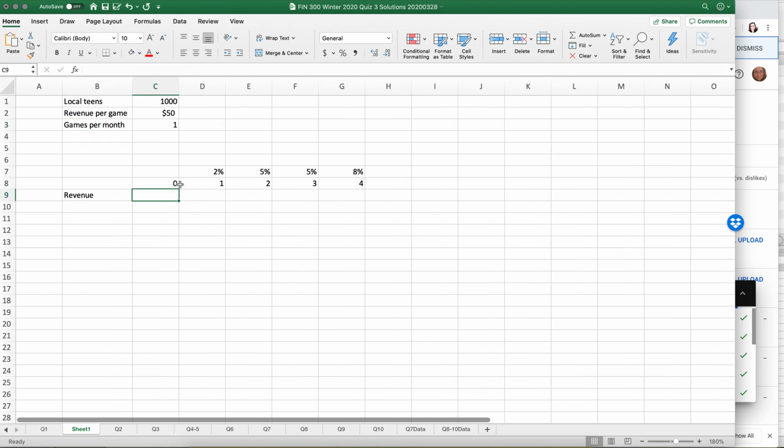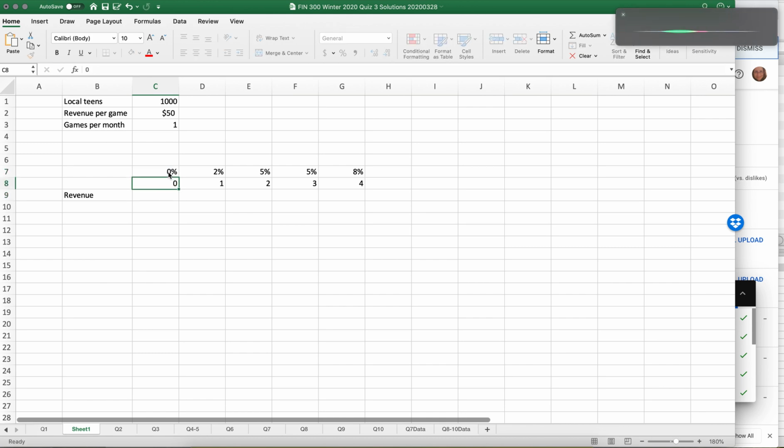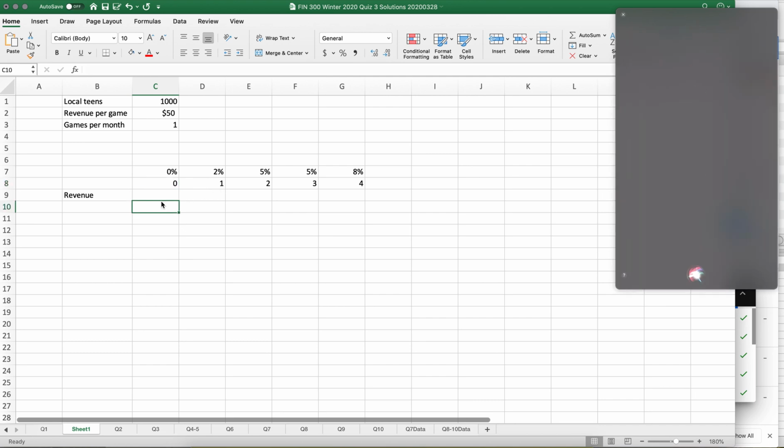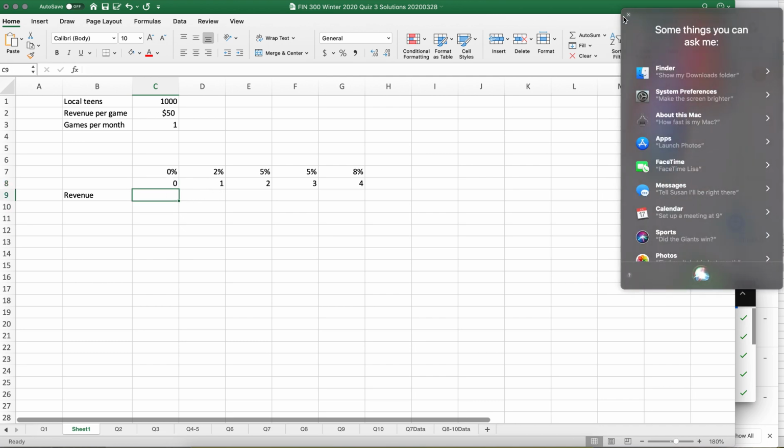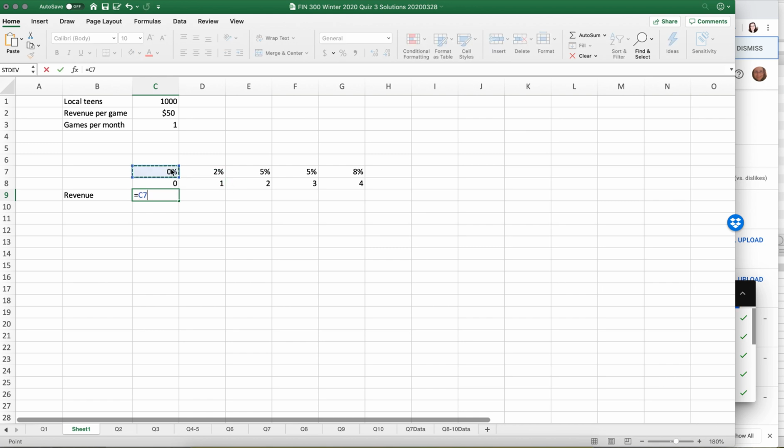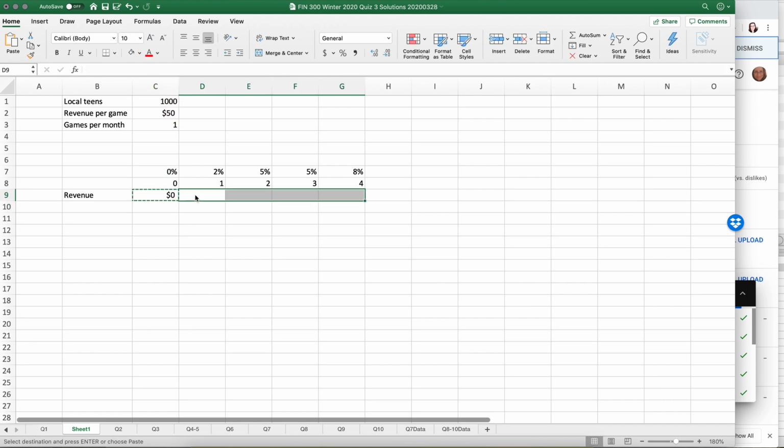So we have no revenue because we capture 0% here. You can put that. It doesn't really matter. Okay, so 0% times the number of local teens times the revenue per game times the games per month times 12, because there's 12 months in a year. I want to lock this, I want to lock this, and I want to lock that. Boom. Okay, now our expenses.